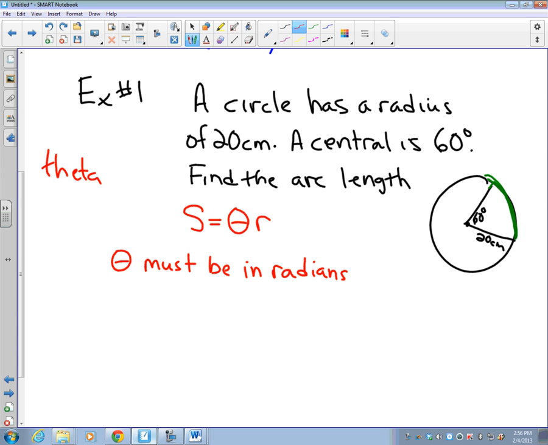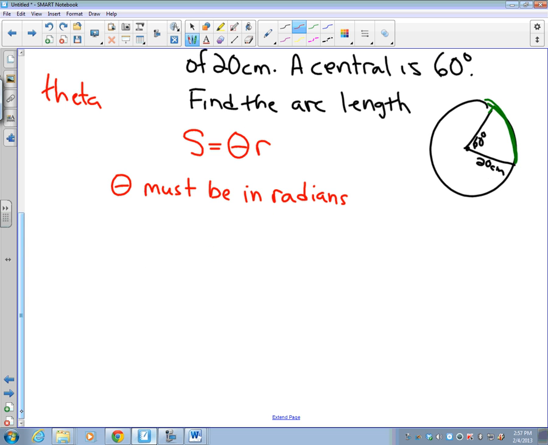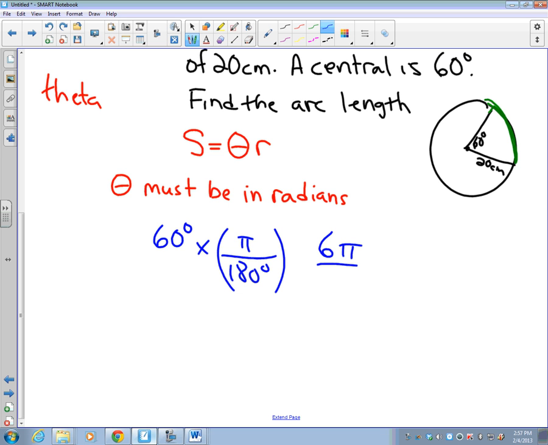If it's in radians, like if I gave you this as pi over 3, no problem. You can just multiply 20 times pi over 3 and that would be your answer. But I didn't. I gave it to you in degrees, so you need to convert it. So we're going to take 60 degrees and multiply it by our truth statement. What's going to go on the bottom? Degrees, good. 180 degrees, and the pi is going to go on top. And you can see that I'm going to end up with 6 pi over 18, because the zeros will cancel out as well, which equals 1/3 pi.